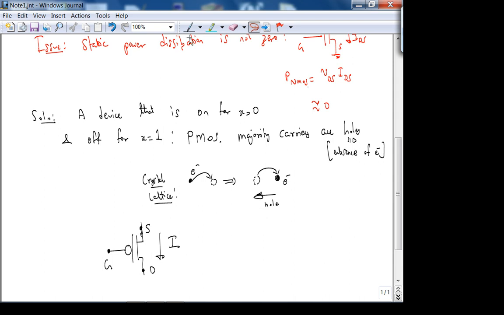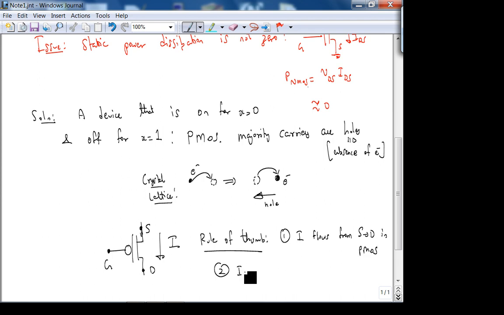Right. So the rule of thumb is, I say rule of thumb because I haven't really proved anything, right? The semiconductor physics behind transistors takes up an entire course. I think it's 3111, I don't remember. It's very detailed. If you want a really good reference, I can give it to you. But the rule of thumb is current flows from source to drain in PMOS. That's why it's a rule of thumb, in the sense we're not proving it. Current flows from drain to source in NMOS. Okay?